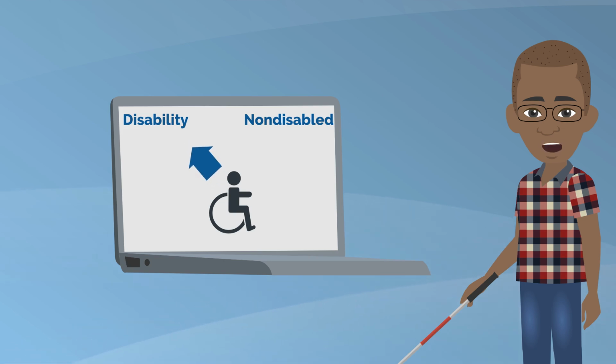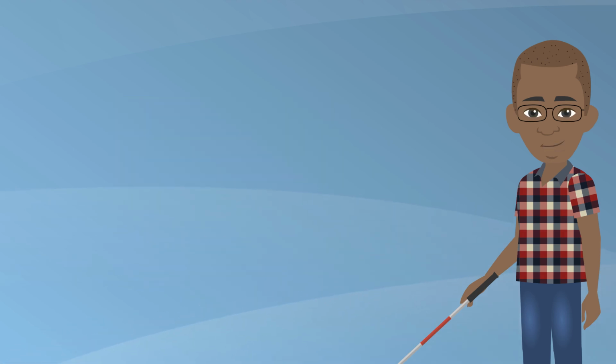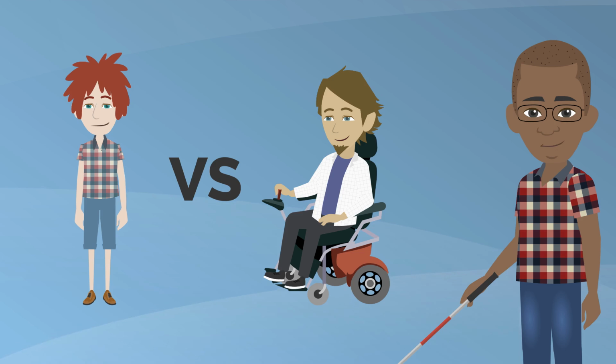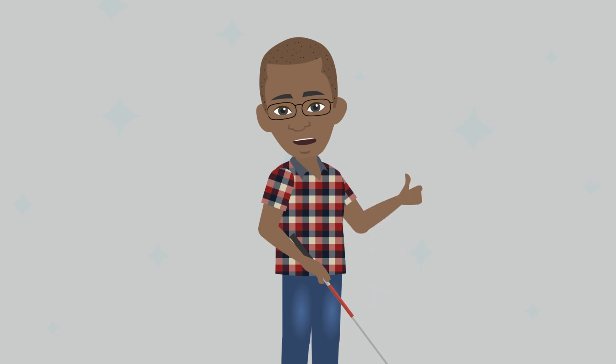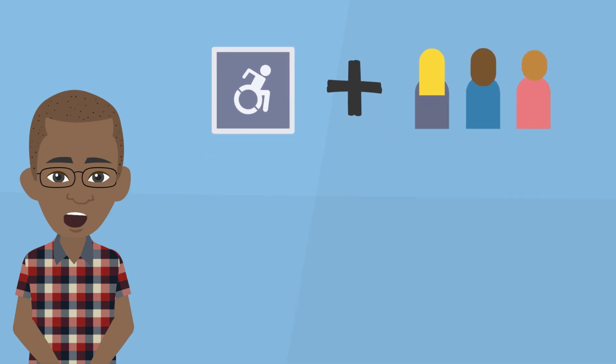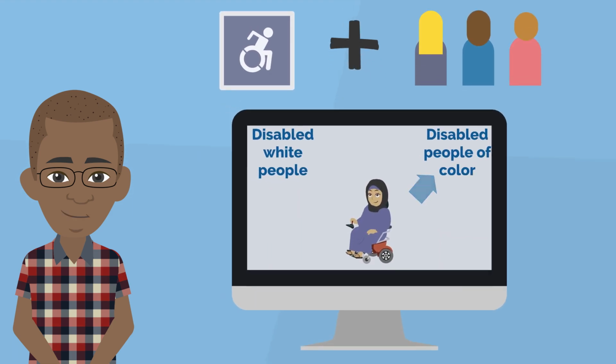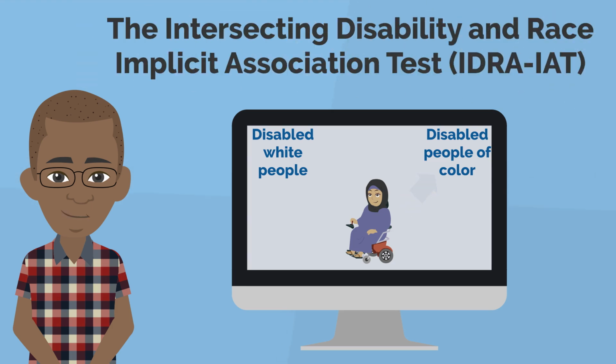While the IAT is really helpful, it can only look at one identity at a time. For example, you can only look at people's attitudes about people without disabilities, or people with disabilities. The tool will not tell you how people feel about both disability and race together. But we need to figure this out in order to make things better. In this project, we created a new kind of IAT that looks at both disability and race together. The new tool is called the Intersecting Disability and Race Implicit Association Test, or the IAT for short.